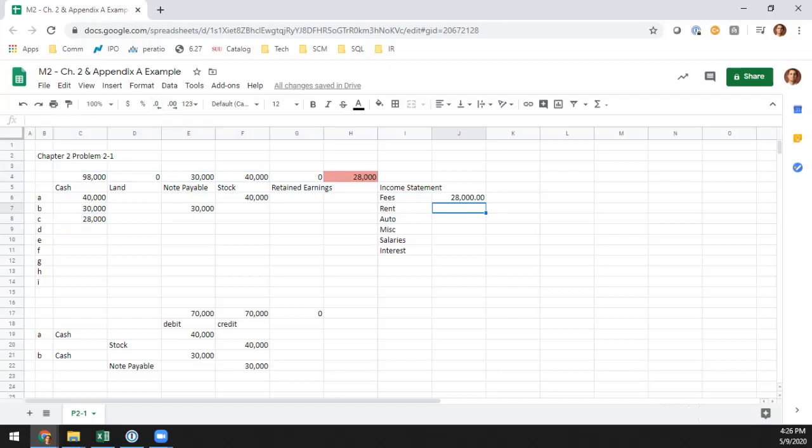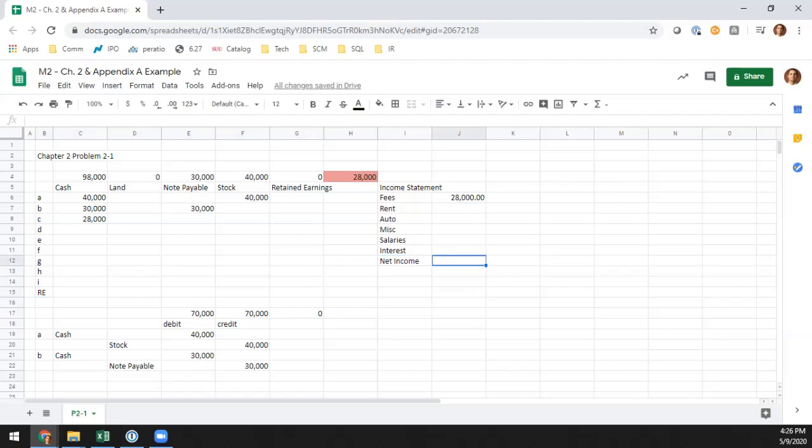And you'll notice we're off by 28,000. That's because we don't have any retained earnings in here yet. So I'm going to put retained earnings just down here at the bottom. And remember, our retained earnings comes from our net income. So I'm just going to do that.